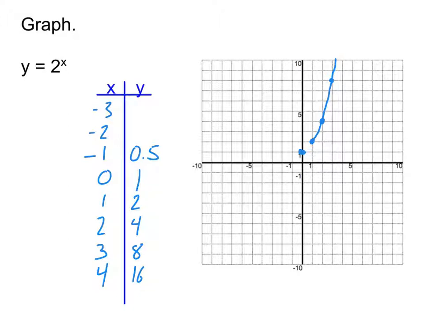They, of course, are the same thing. So that now gives me the point x is -1, y is 0.5, or 1/2 if you prefer. And yes, I'm actually plotting that decimal point, that partial.